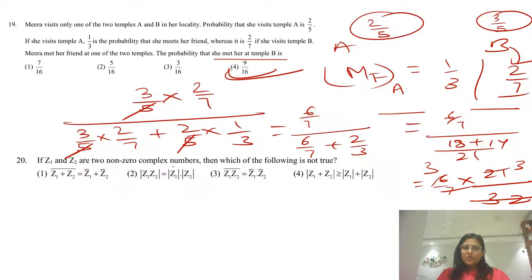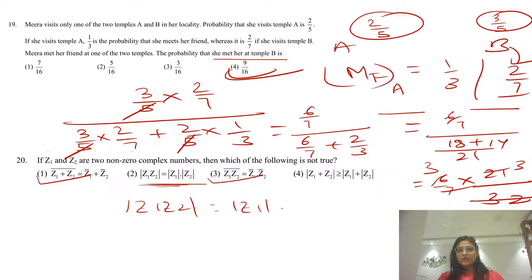Z1 and Z2 are two non-zero complex numbers. Then which of the following is not true? Students, just be very careful. This bar we call the conjugate, the complex conjugate of this complex number, right? The property of this is that Z1 plus Z2 whole bar can be broken along the plus, minus, division, multiplication, all. So this is also correct. This is also correct. Now, modulus, if I talk, it breaks along only the product, if it is Z1 Z2, then only you can write modulus of Z1 is equal to modulus of Z2.